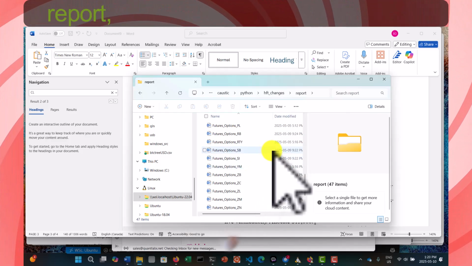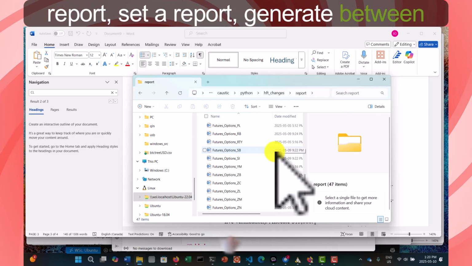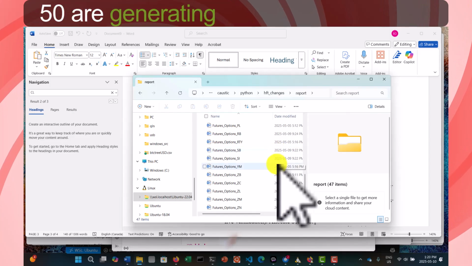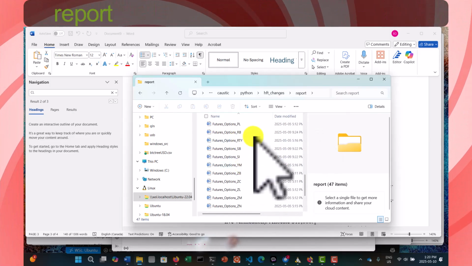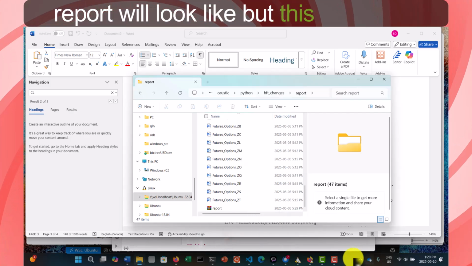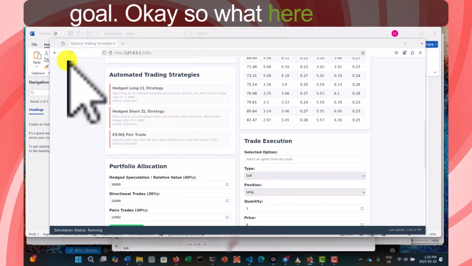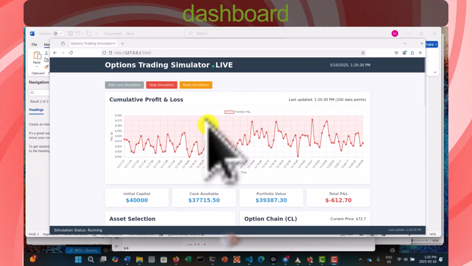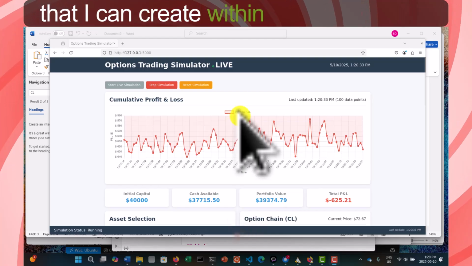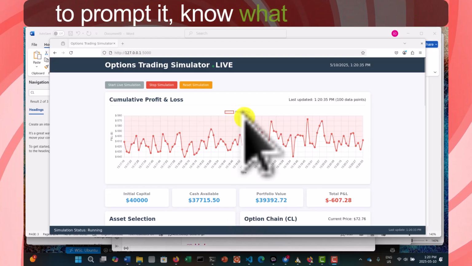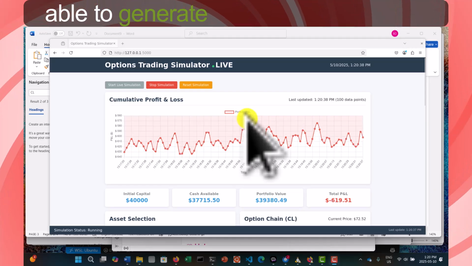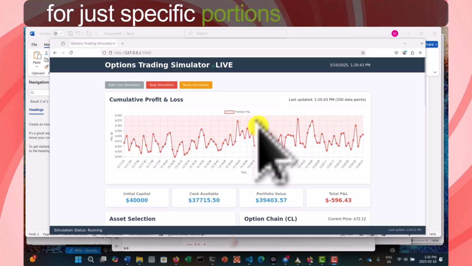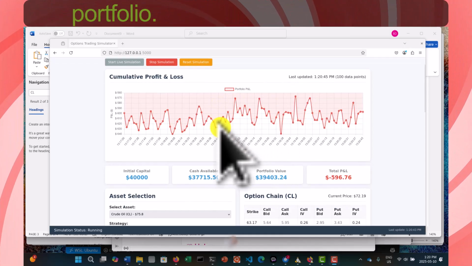So we can get a set of reports generated between 37 to about 52. So on average, close to 50 are generated. And this is what each report will look like, but this is the end goal. What you're looking at is a simulated trading dashboard that I can create. If you know how to prompt it and know what to feed it, you can generate a live trading strategy for specific portions of a proposed portfolio.